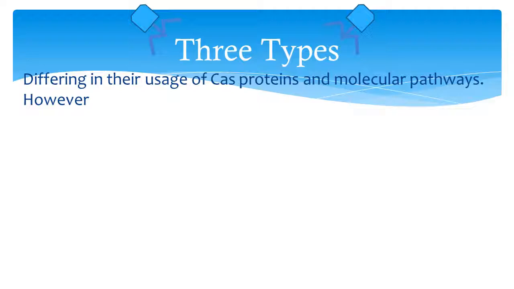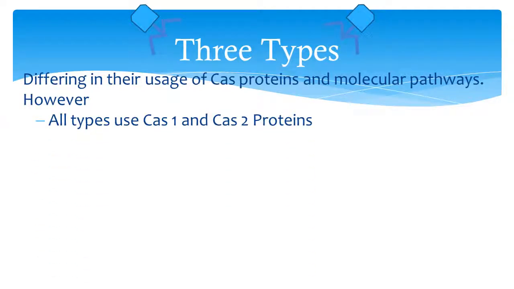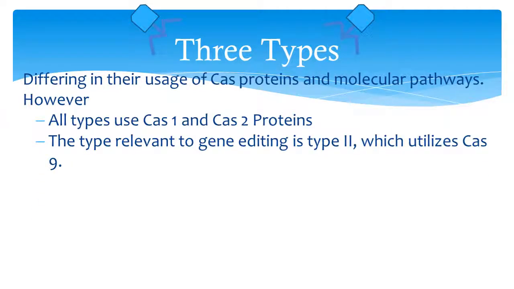So it's important to remember that there's actually three types of CRISPR systems, and they differ in their usage of Cas proteins and molecular pathways. However, all types use Cas1 and Cas2 proteins. And the type that's relevant to gene editing is type 2, and this uses a Cas9 protein. So in this presentation, we will be focusing on the type 2 system.